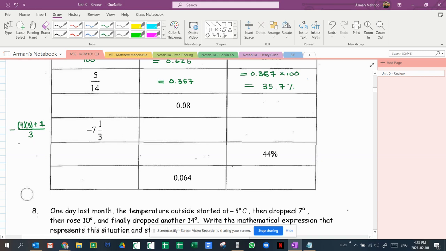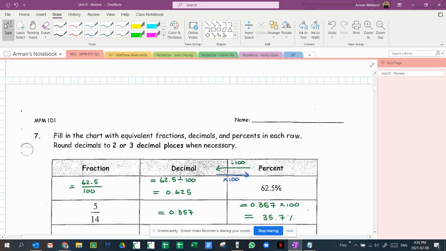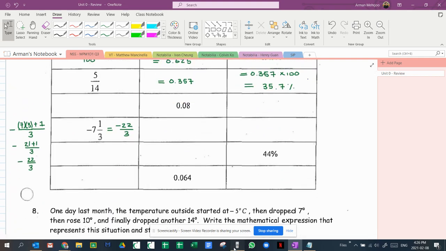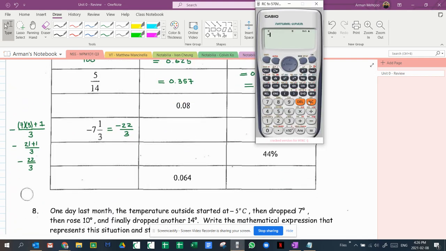What am I going to get here? Well, 7 times 3 is the same thing as 21. And 21 plus 1 is going to be 22 over 3. So it looks like this is negative 22 over 3. To convert that into a decimal, again, I can punch it in my calculator. Rejoice as well. Whew, the hard work is done. Now it's easy peasy. So we get negative 7.33.